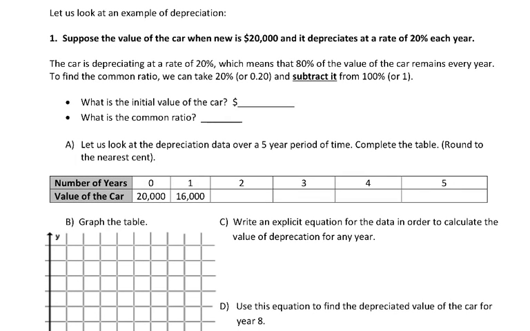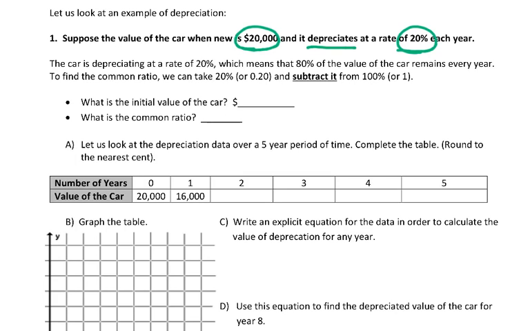So let's take a look at our first example here. It says, suppose the value of the car when it's new is $20,000 and it depreciates at a rate of 20% each year. So whenever I'm reading problems like this, I know 20,000 is important, so I like to circle that. And it depreciates, which is a fancy way of saying it's going down in value, at a rate of 20%. Okay, so when you're reading these word problems, make sure to notate the sentences as you go.